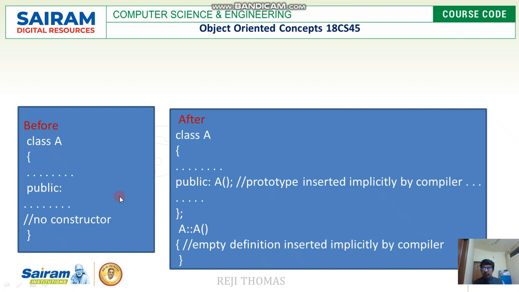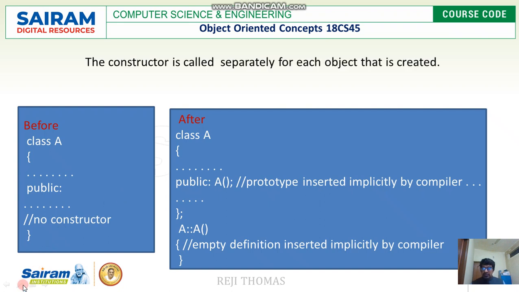So let us see what happens. Whenever we create an object, the constructor is called separately. Think that you have created three objects. For all three objects, the constructor will be called. This will be called by the compiler. If you provide a constructor, that will be called. If not, the compiler is going to create a constructor implicitly.